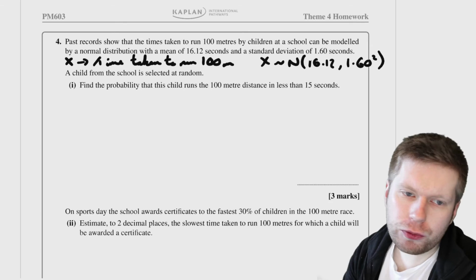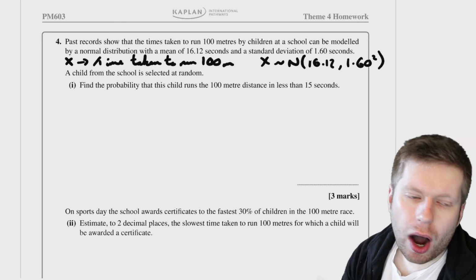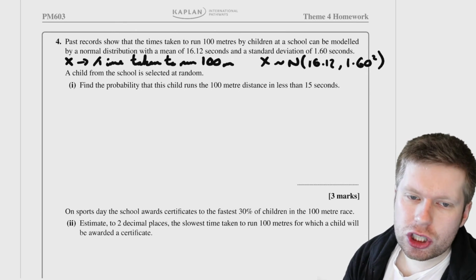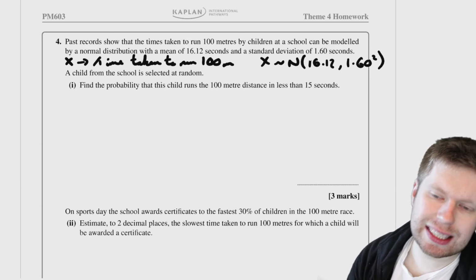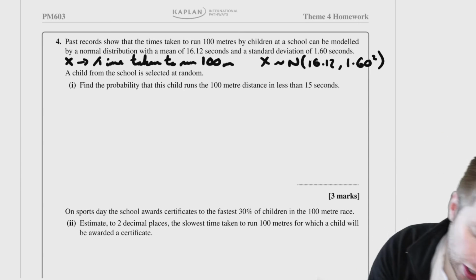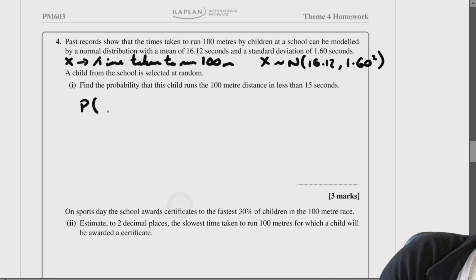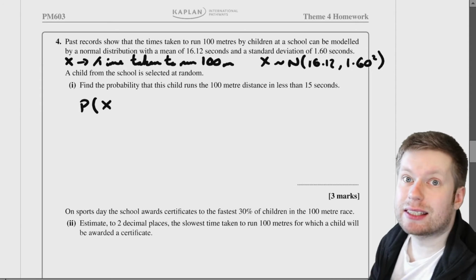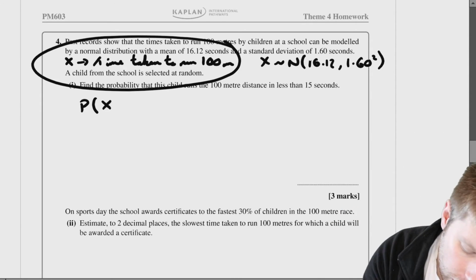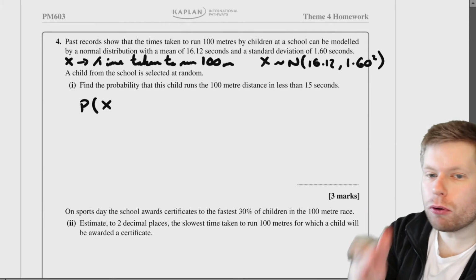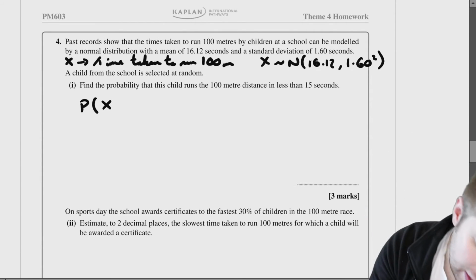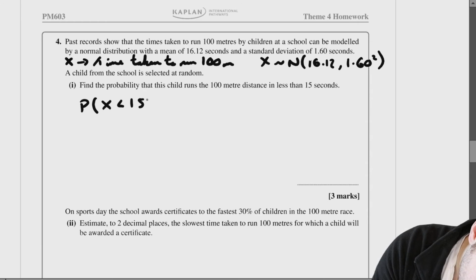Now, a child from the school is selected at random. I need to find the probability that this child runs the 100-meter distance in less than 15 seconds. So in other words, I'm trying to find the probability that the time taken to run 100 meters, x, that's literally my definition, is less than 15 seconds.